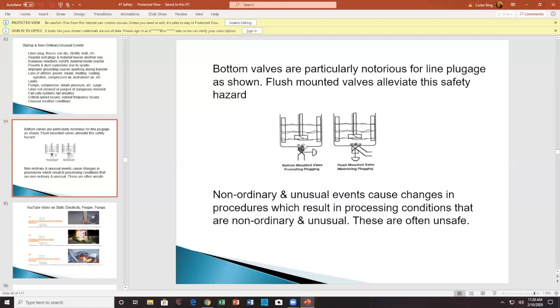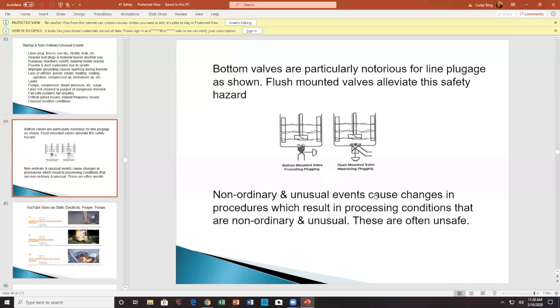One of my friends called this the killer. This is the killer. So how do you get rid of the killer? Well, you put a flush mallet valve there and that gets rid of the killer. Debris collection down at the bottom is not anticipated. It happens all the time.